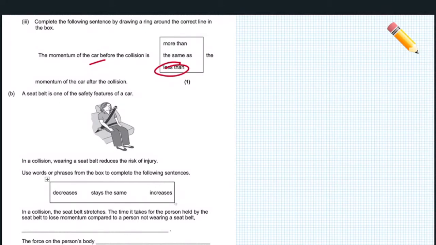A seatbelt is one of the safety features of a car. In a collision, wearing a seatbelt reduces the risk of injury. Use the words and phrases from the box to complete the following sentences. In a collision, the seatbelt stretches the time it takes for the person held by the seatbelt to lose momentum compared to the person not wearing a seatbelt. So if you're wearing a seatbelt, you will slow down more slowly. So that increases the time it takes for you to lose your momentum. The force on a person's body decreases, so there is reduced risk of injury.